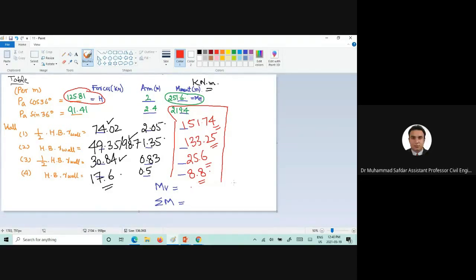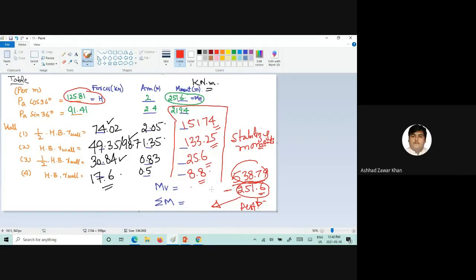538.79. Okay, now we need to subtract the 251.6 to get the summation of moments, because these are stabilizing moments and these are destabilizing moments. 287.19.